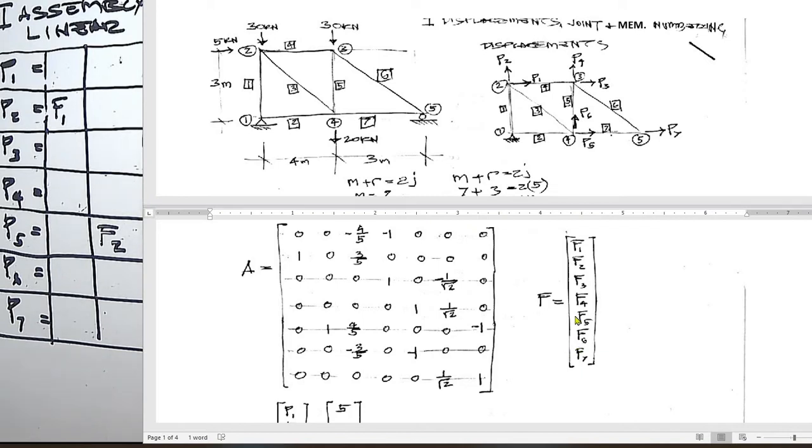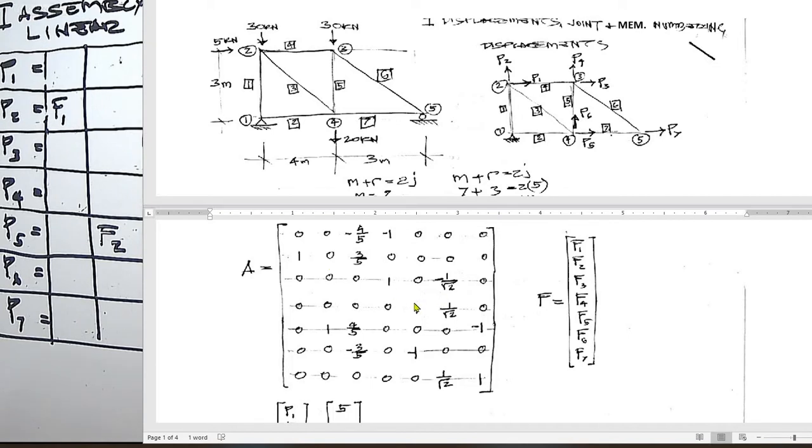Mapapansin nyo na dito sa axial forces, diretso na siya na resultant. For example, yung F3. Okay? Hindi mo na kailangang mag square root pa or square. Diretso na siya, no?